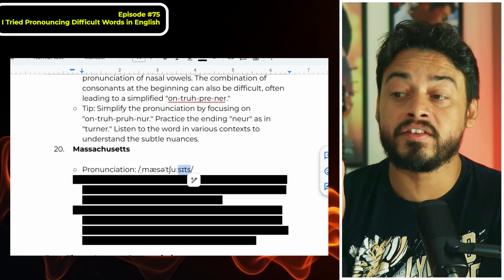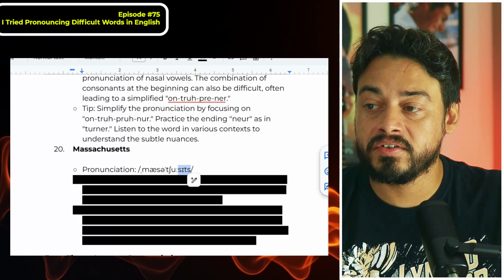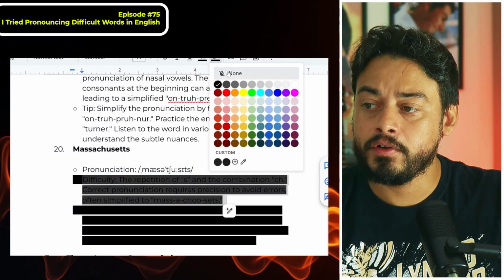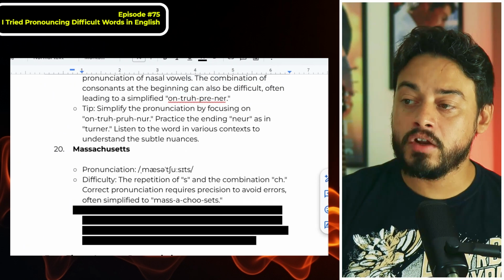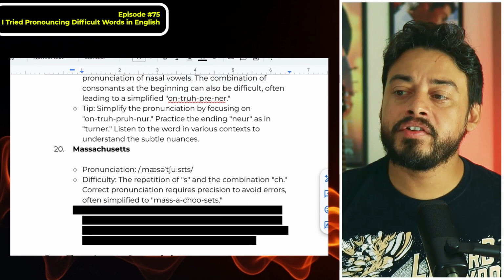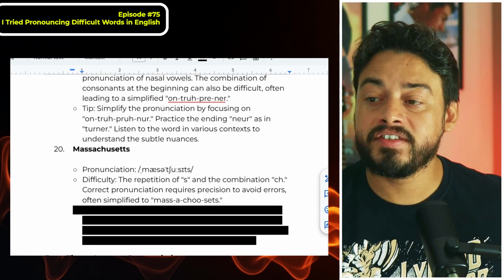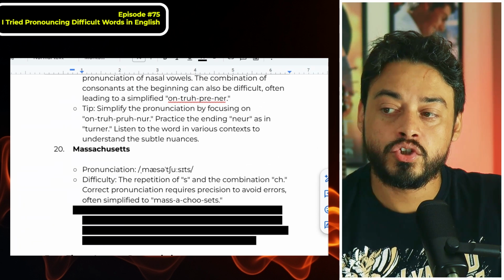So chu is my stress syllable here. Massachusetts. Okay? So here's the difficulty about this word. The repetition of S and the combination of CH. Correct pronunciation requires precision to avoid errors, often simplified to Massachusetts, but it's a chu.